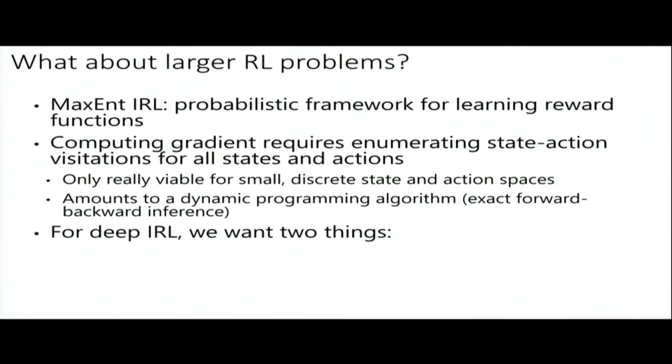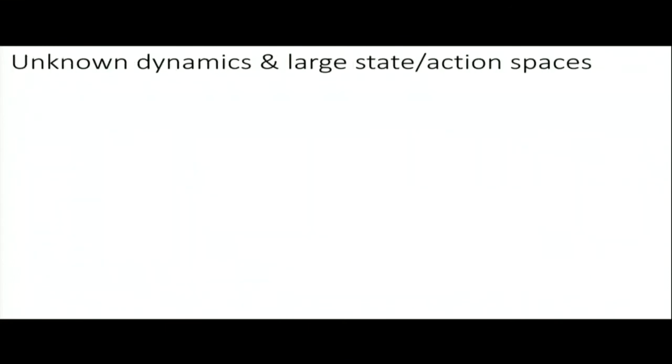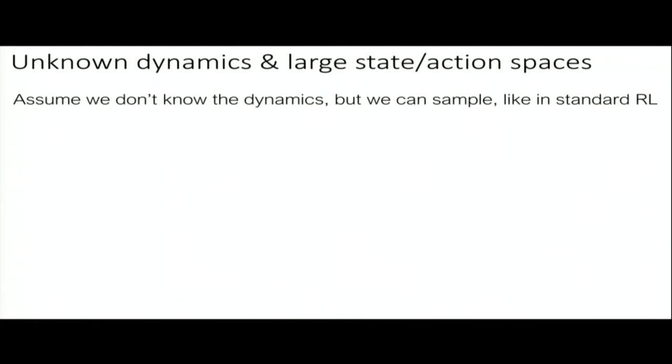So if we really want broadly applicable deep inverse reinforcement learning algorithms, we basically need two things. We need to handle large and continuous state and action spaces, and we need effective learning under unknown dynamics. Similar to how in model-free reinforcement learning, we can get away with just sampling from the dynamical system, here we'd like to do that instead of having to exactly know the transition dynamics. So how can we handle unknown dynamics and large state and action spaces? Well, we're going to sample like in standard model-free RL.